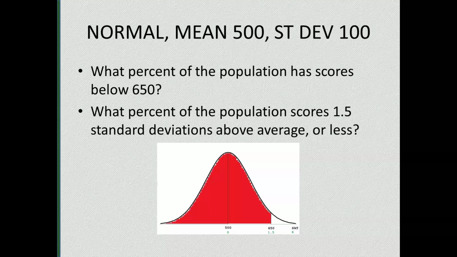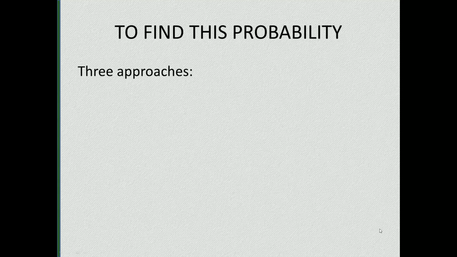How do we find this area? Because we've got magic benchmarks for 1, 2, and 3 standard deviations, but we don't have one for 1.5. So what do we do? There are 3 different approaches we could take to find that probability.